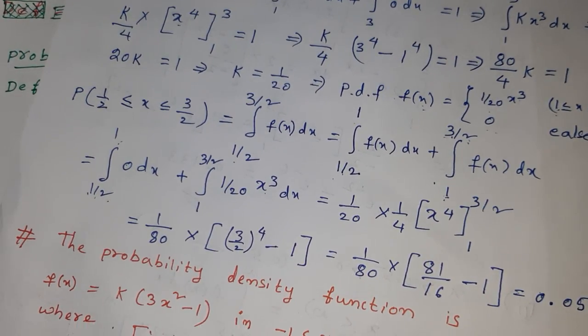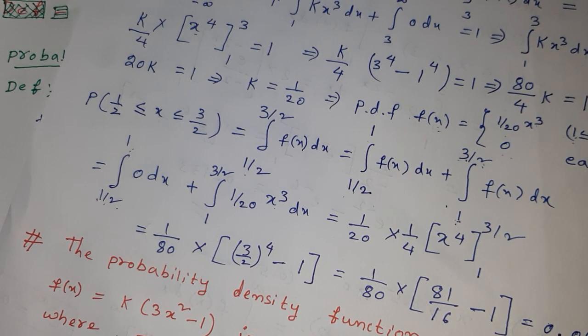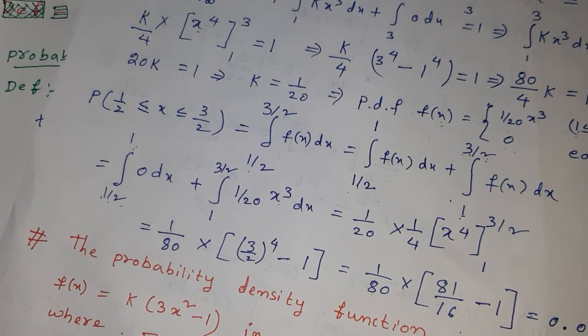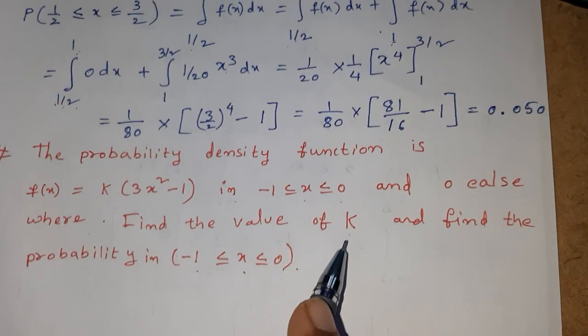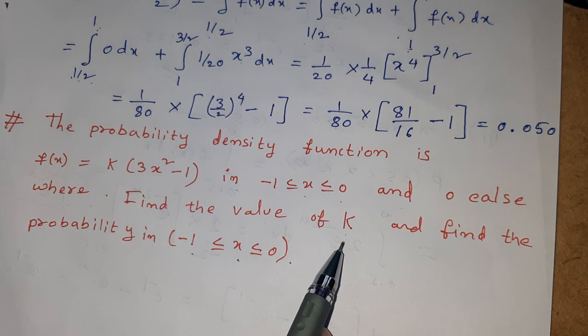Here also the probability density function is defined as 0 elsewhere. Only in this interval it is defined as f(x) equal to k into 3x square minus 1. Here also we have to use the fact that the total probability is 1. Total probability is always 1. We have to use it to find out the value of capital K.